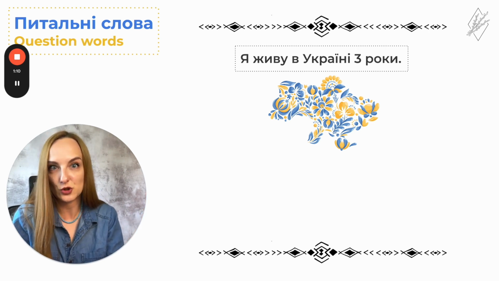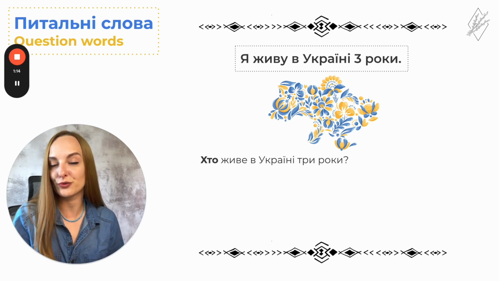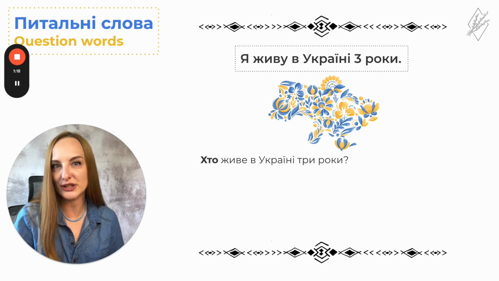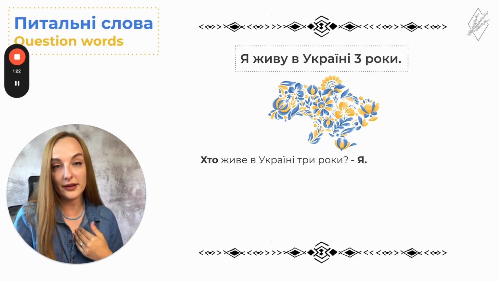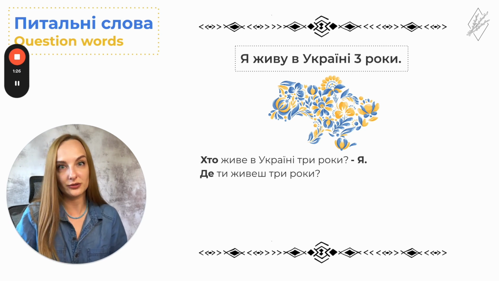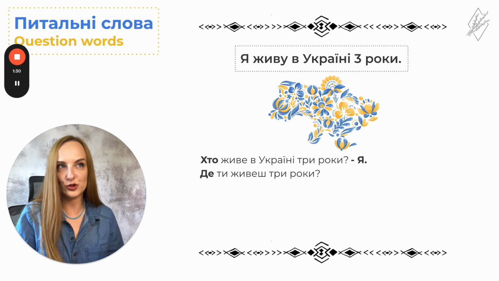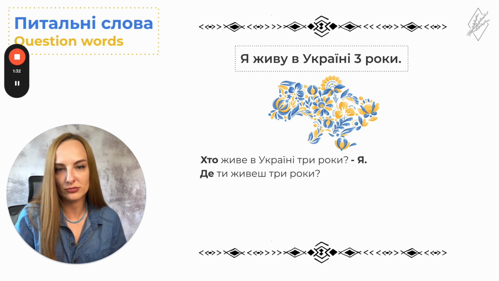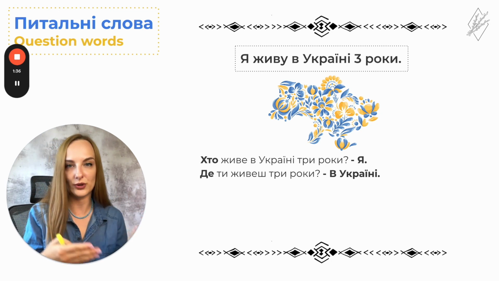I may add question words, right? I could ask, хто живе в Україні 3 роки? Хто? Who, right? The answer will be я. Я живу в Україні 3 роки. Or another question word. Де? Де ти живеш 3 роки? Or just де ти живеш? В Україні. Де? В Україні.